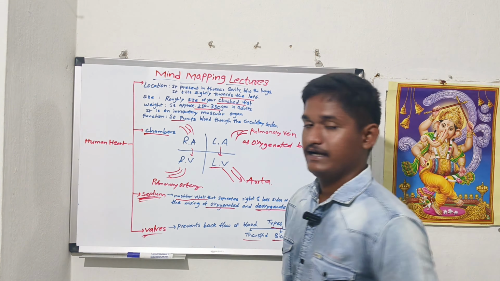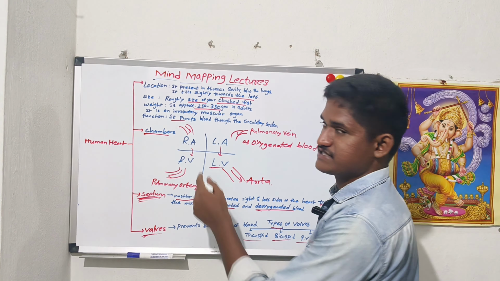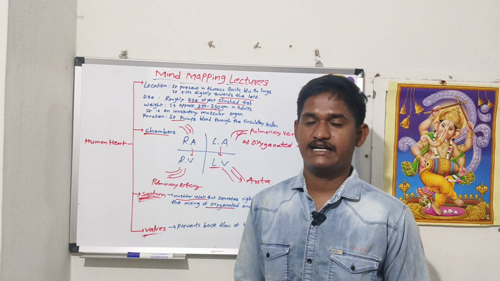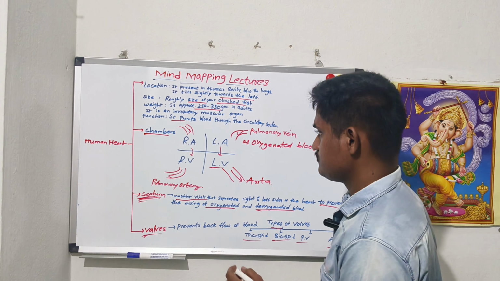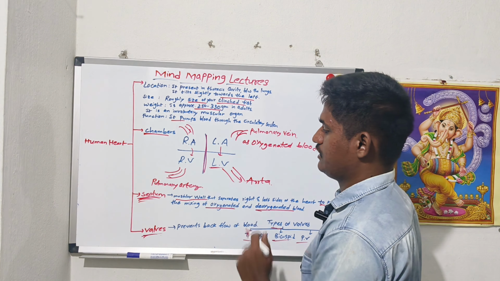Septum of the heart. It is a muscular wall that separates the right and left side of the heart to prevent the mixing of oxygenated and deoxygenated blood. It is the septum which is present between the right and left side of the heart.